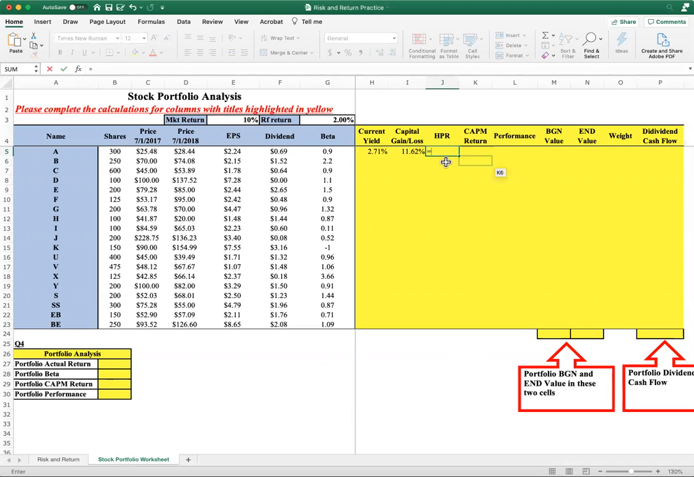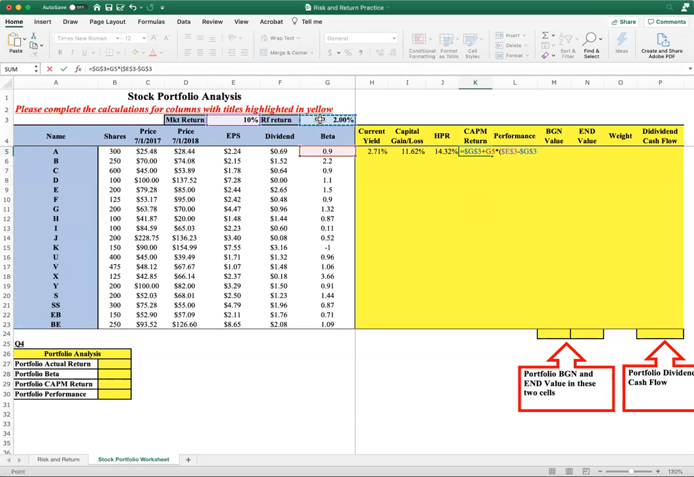So what is your holding period return? It is the sum of the current yield and the capital gain or loss. So that gives you 14.32%. What is CAPM? It equals the risk-free rate plus the beta of the stock multiplied by the market return, because we're going to use the same formula we created and drag this whole thing down. So you only do it once, okay?